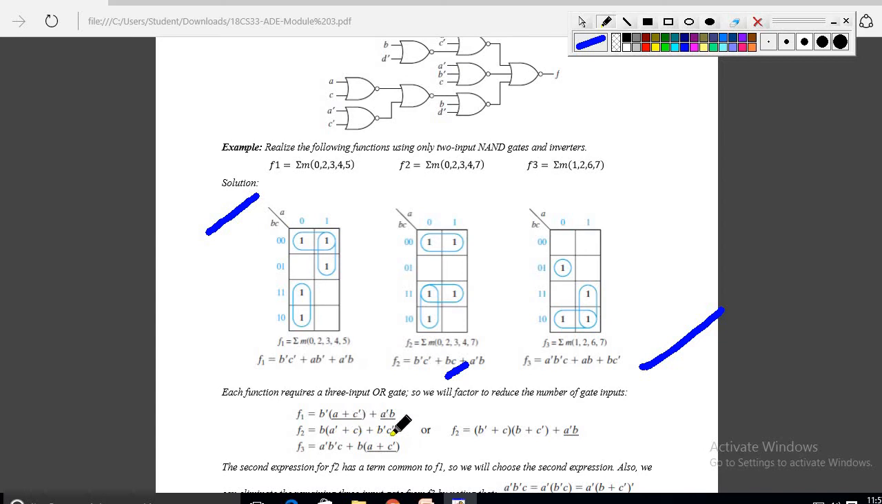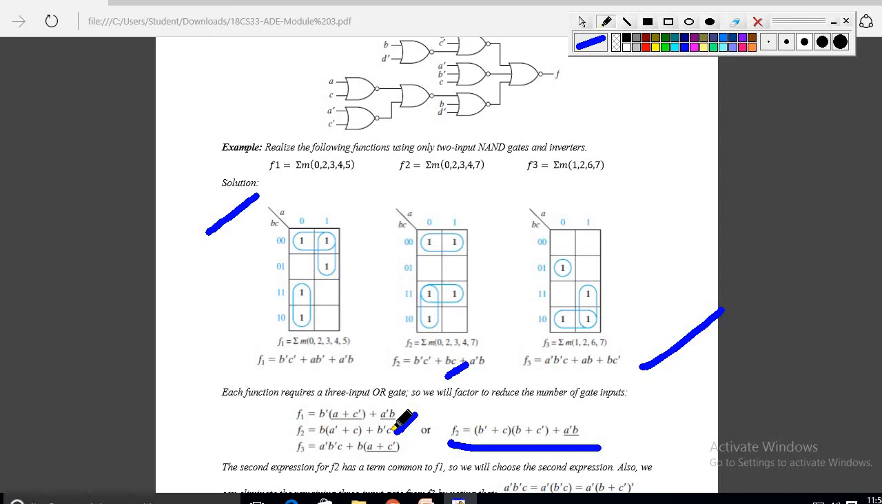So again f2, again I am reducing in this fashion because if you multiply inside, it means a b a bar plus a b c.